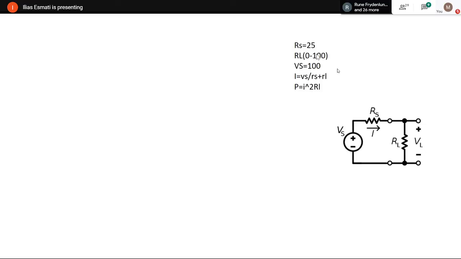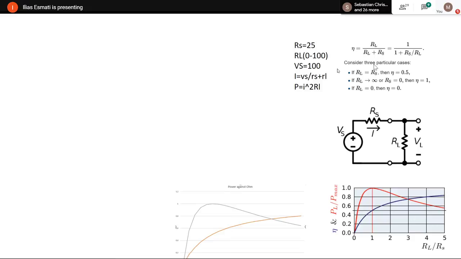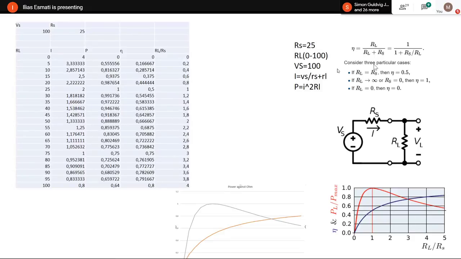And we know what power is. Power is simply I squared times R. Normally I test this one with a power supply and a resistor. I cannot show that one, sorry about that. So instead I show you on this Excel sheet.